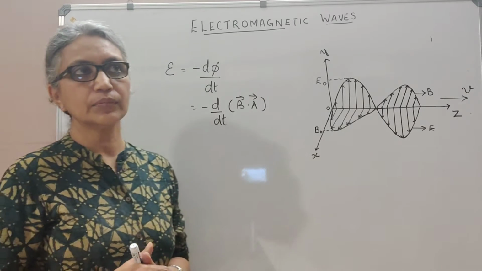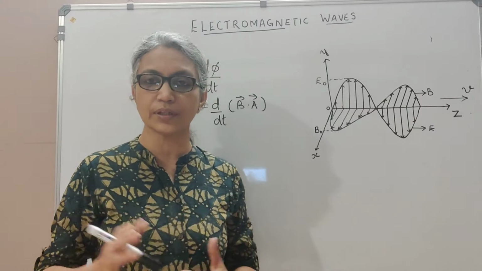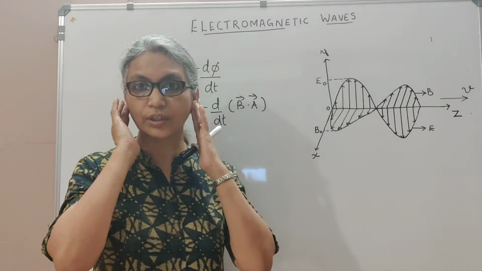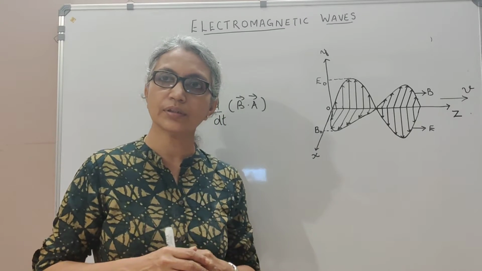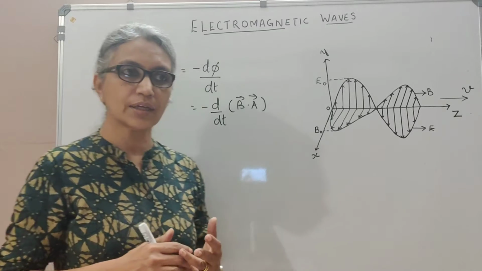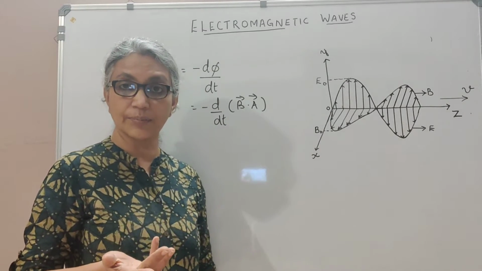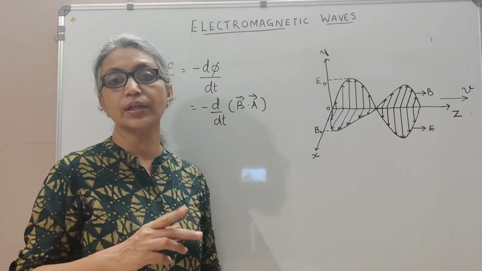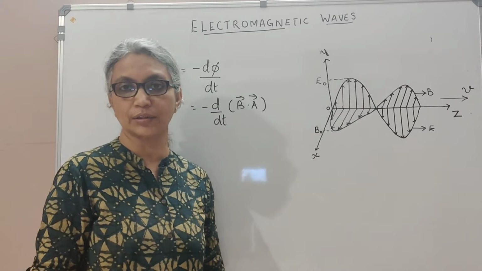Now, symmetry in nature, you can find so many examples around us which follow symmetry. Like you have two ears, you have two eyes, and so on. So Maxwell predicted that there should be a counterpart to this. That is, if a time varying magnetic field is able to produce a time varying electric field, he predicted that a time varying electric field should also be able to produce a time varying magnetic field.